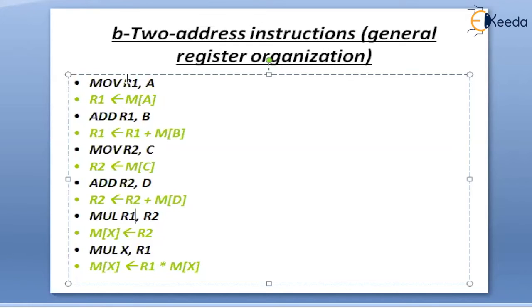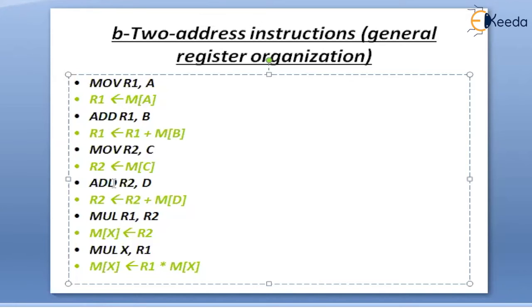Then what we do is ADD R1, B. B can be directly added to R1. Now R1 is A plus B. Then what we do? We'll take one more register R2. We'll transfer the contents of C. That is, MOV R2, C. The value of C will get transferred to R2.